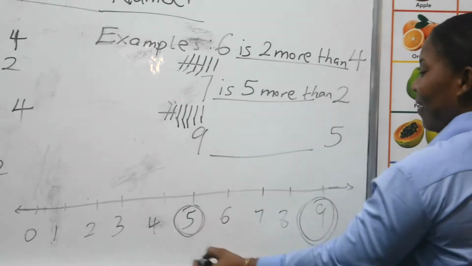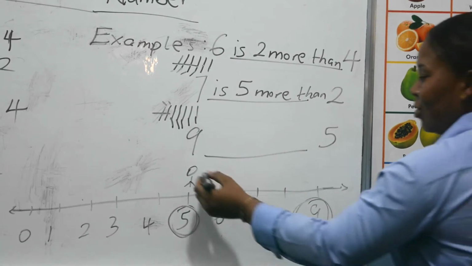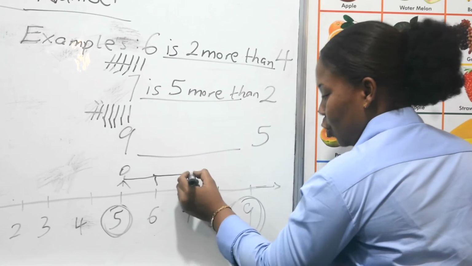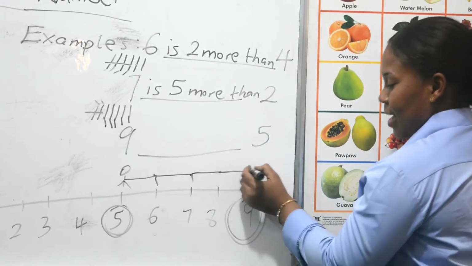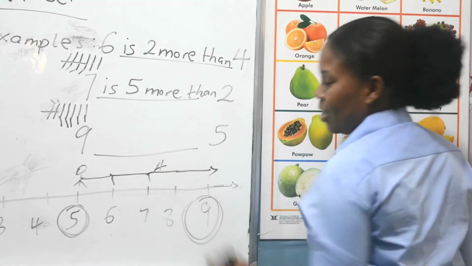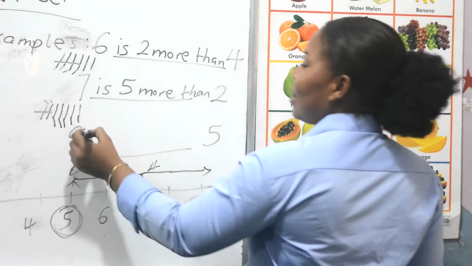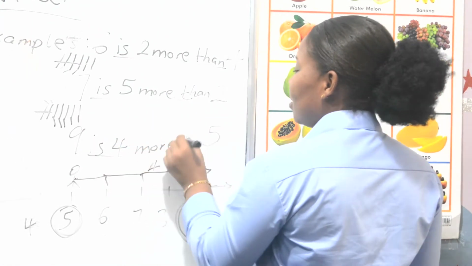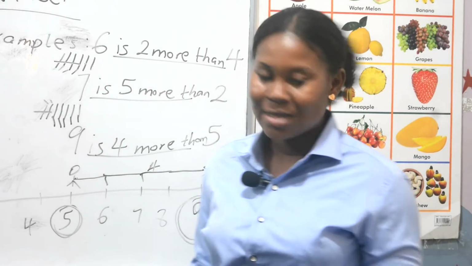So Kofi is here. And Kofi wants to move to 9. So let's count. 1. That is 6. 2. 7. 3. 8. And then 4. So Kofi moved 4 times before he reached 9. So it will be what? 9 is 4 more than 5. Good. I know you had them correct at home.